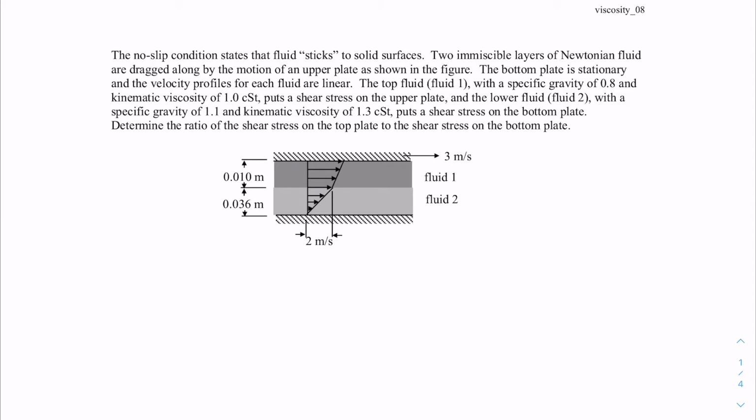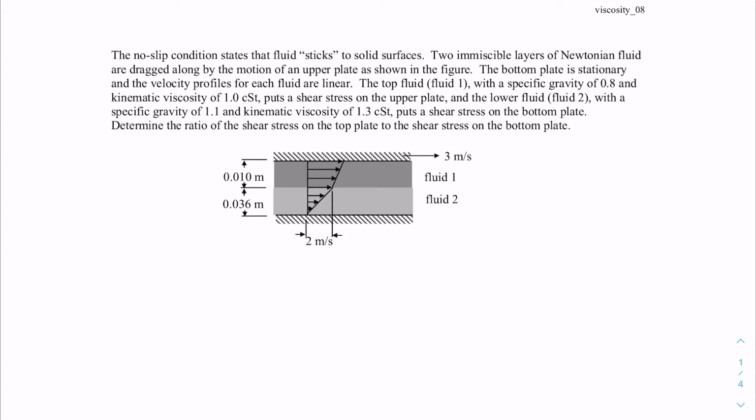In the sense that in usual examples you only have a single fluid between the plates, but in this example there are two different fluids, fluid 1 and fluid 2, of different thickness, as well as different viscosities and different specific gravities which are given in the problem. And these fluids are immiscible, so there is a sharp interface between the two.